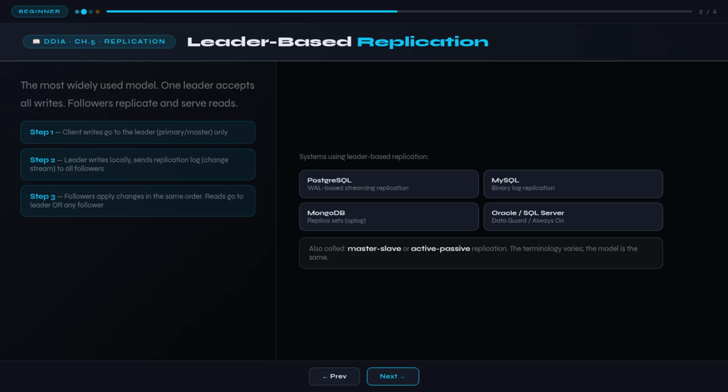By routing reads to followers, you distribute the read load across many machines while keeping writes serialized through a single point. But the single write point is also the model's central vulnerability. If the leader fails, who takes over? How do you ensure no writes are lost during the transition? How do followers know the leader is down and not just slow? Before we get to those hard questions, we need to understand one choice that profoundly affects the answers. Should replication happen synchronously or asynchronously?